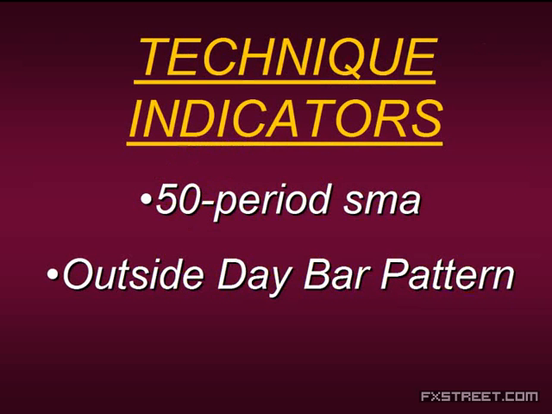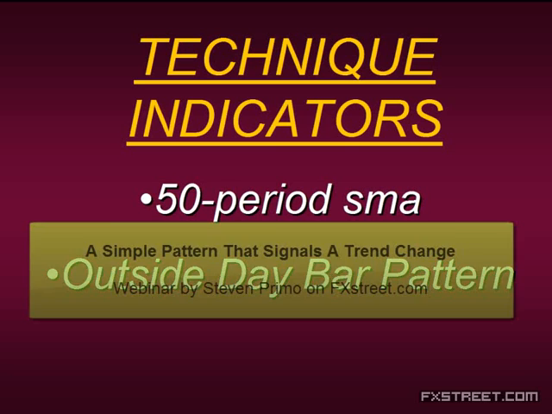All right, so these are the indicators we're going to be using, just two very simple ones: the 50-period simple moving average, which we use in just about every technique at Specialist Trading, and then an outside day bar pattern. This is a 2-bar pattern, okay?